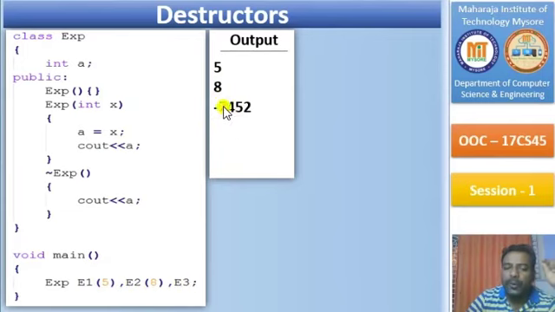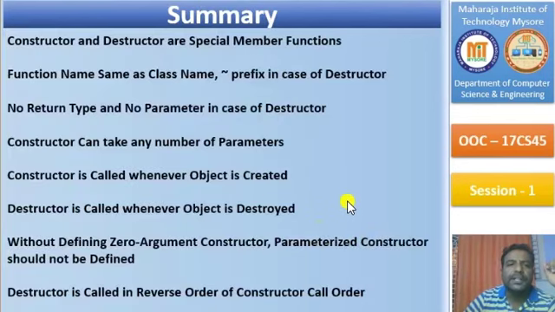Right now the program will go out of scope and the objects are destroyed, and the destructors are called in reverse order. Hence, the destructor of e3 is called with the garbage value of a, the destructor of e2 is called with the value 8, and the destructor of e1 is called with the value 5. This is how the constructor and destructor are going to work. I hope you are clear with the destructor and the constructor.